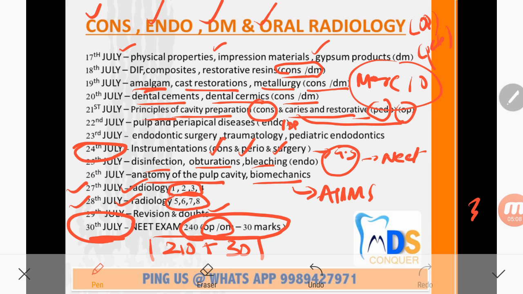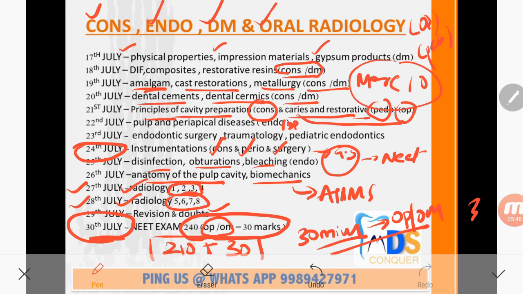And guys, I want you to be very serious, spend as much time as possible. At least now give half an hour. People who are done with oral path and oral medicine, please give half an hour of your time from now per day to the cumulative discussion, that is oral path and oral medicine. We are going to focus mainly on the dental clinical part: cons, endo, dental materials, oral radiology, pedo part, oral pathology, and you are going to cover oral medicine and a few topics of instrumentation related to perio and surgery.